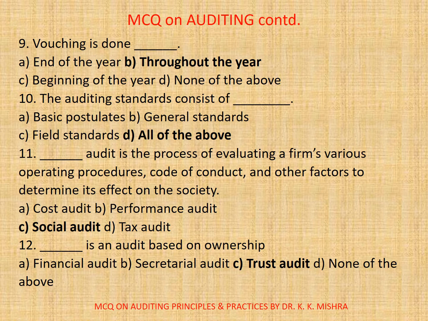Question number 12. Dash is an audit based on ownership. A. Financial audit. B. Secretarial audit. C. Trust audit. D. None of the above. Correct option is C. Trust audit.